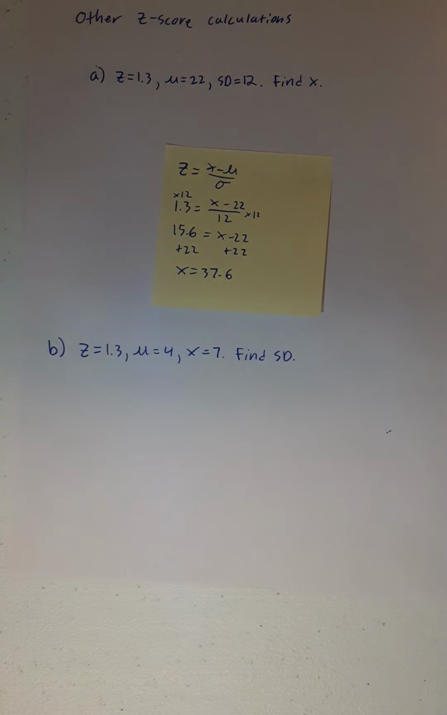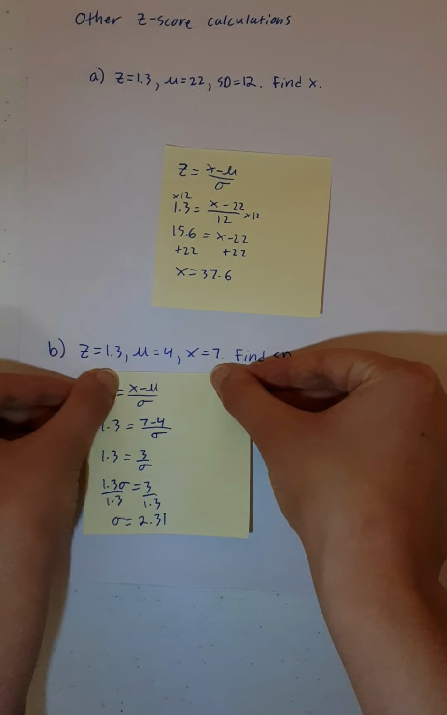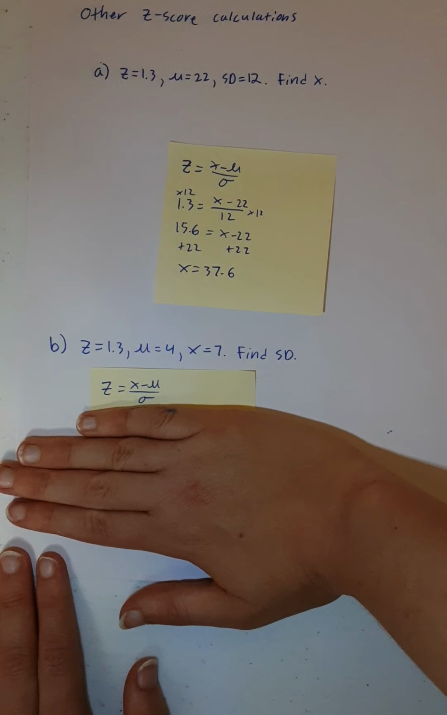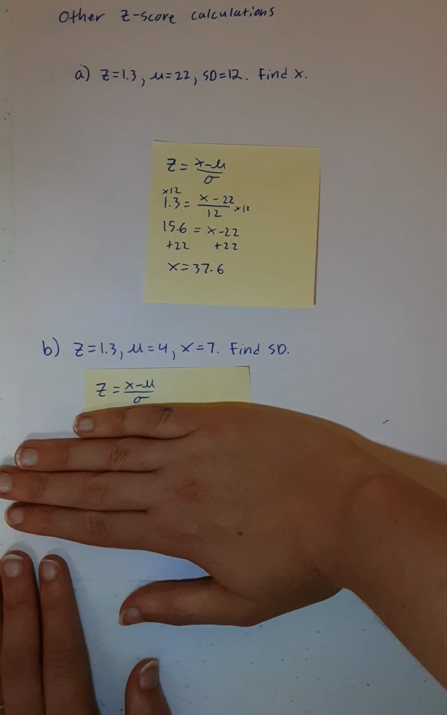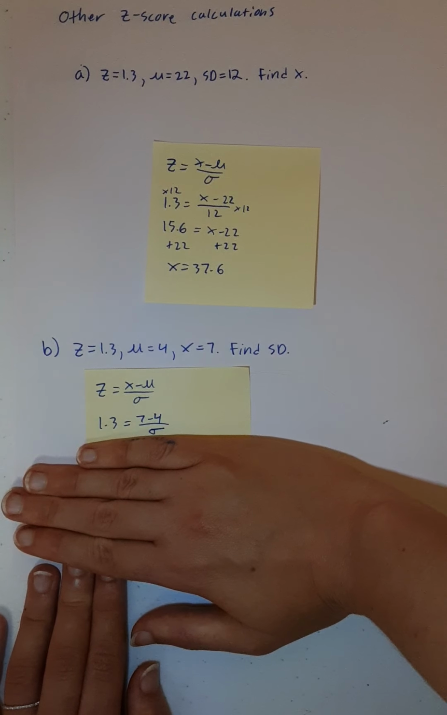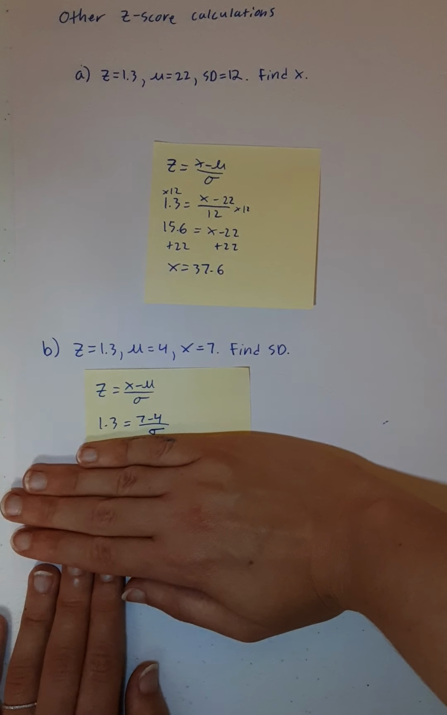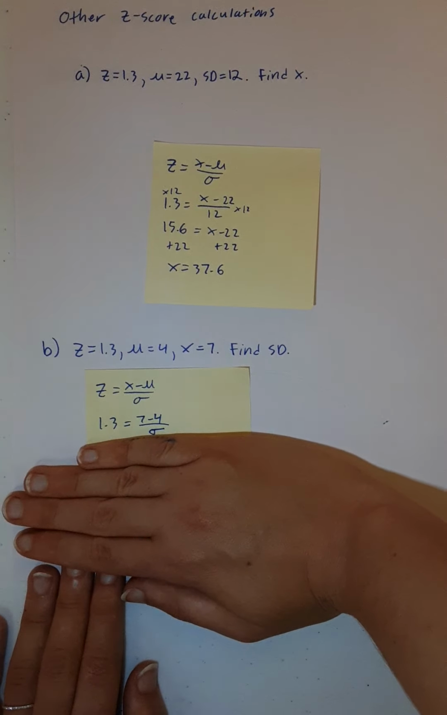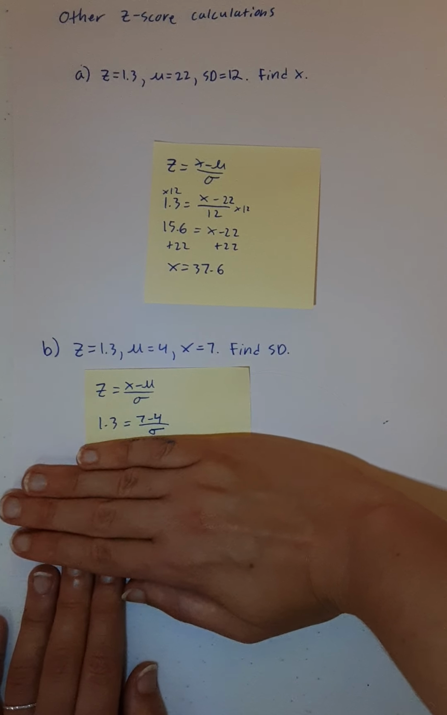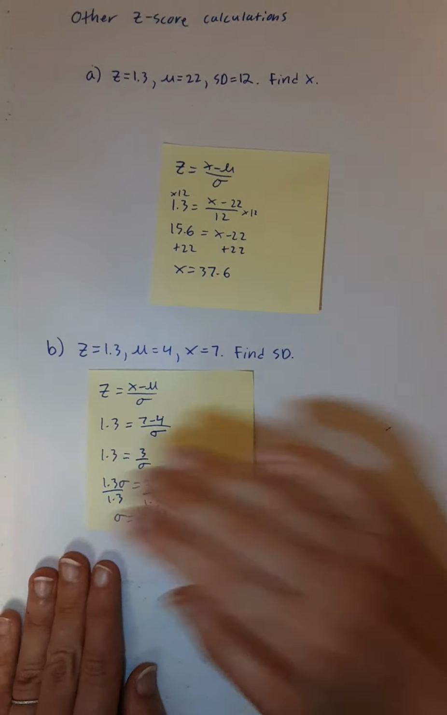We could also do this if we wanted to find the standard deviation or the mean. So here's an example finding the standard deviation. Again, remember our z-score formula. We plug in what we know, the z-score of 1.3, mu is 4, x is 7, and we get that. I'm using sigma for standard deviation because it's a little faster to write. Then I can simplify the numerator and do 7 minus 4, so I get 1.3 equals 3 over sigma.